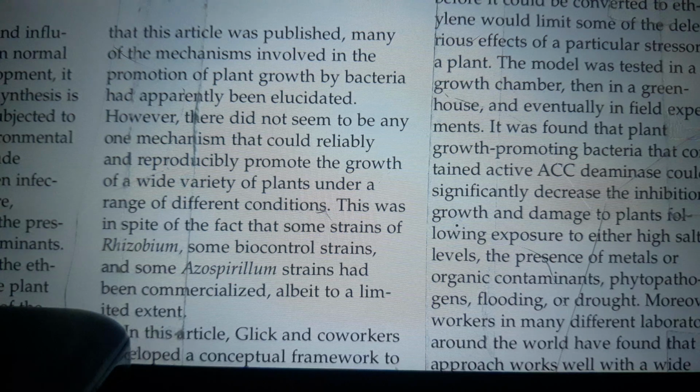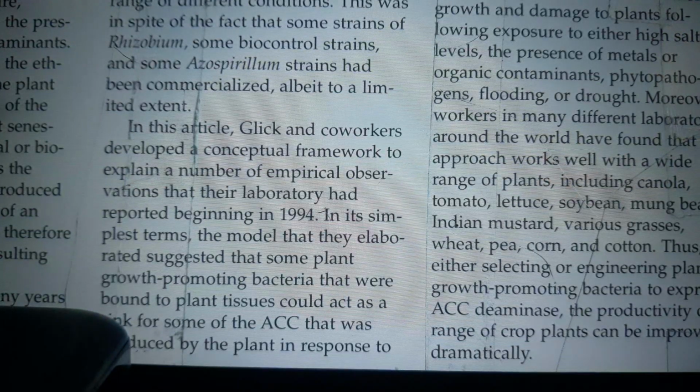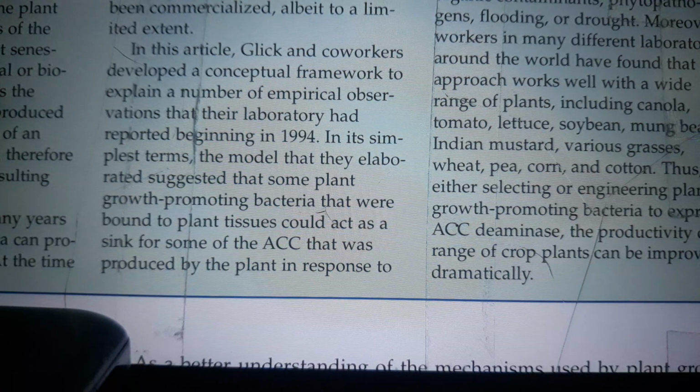The model was tested in a growth chamber, then in a greenhouse, and eventually in a field experiment. It was found that plant growth promoting bacteria that contained active ACC deaminase could significantly decrease the inhibition of growth and damage to plants following exposure to either high salt levels, the presence of metals or organic contaminants, phytopathogens, flooding, or drought. Moreover, workers in many different laboratories around the world have found that this approach works well with a wide variety of plants, including canola, tomato, lettuce, soybean, mung bean, Indian mustard, various grasses, wheat, pea, corn, and cotton. Thus, by either selecting or engineering plant growth promoting bacteria to express ACC deaminase, the productivity of a range of crop plants can be improved dramatically.